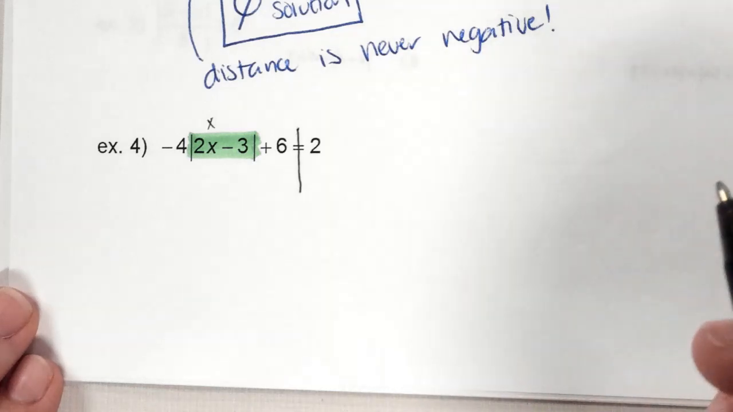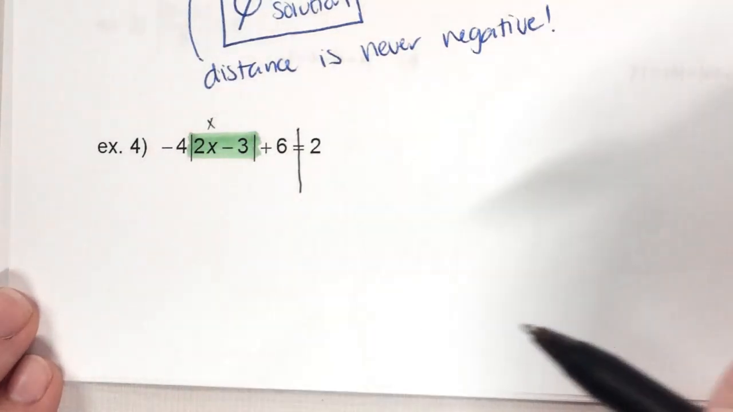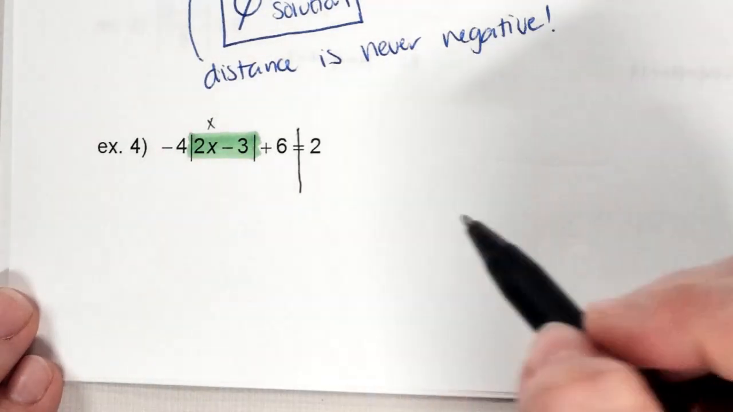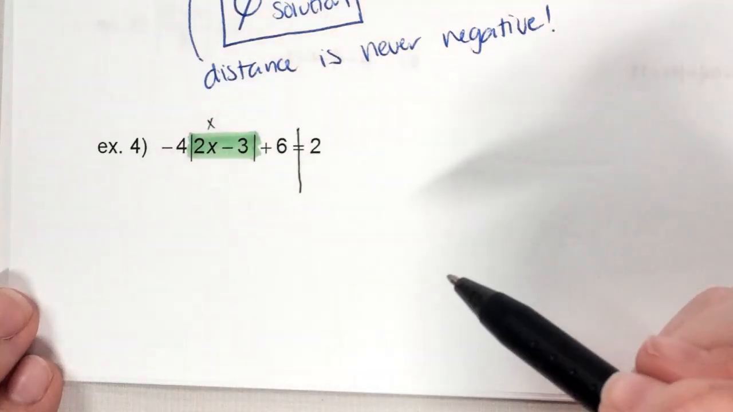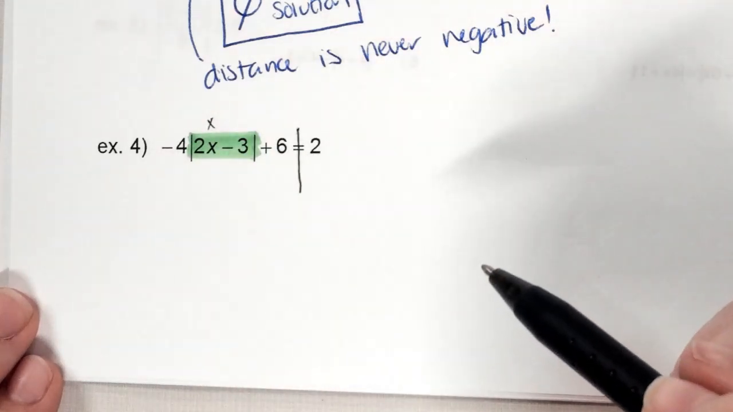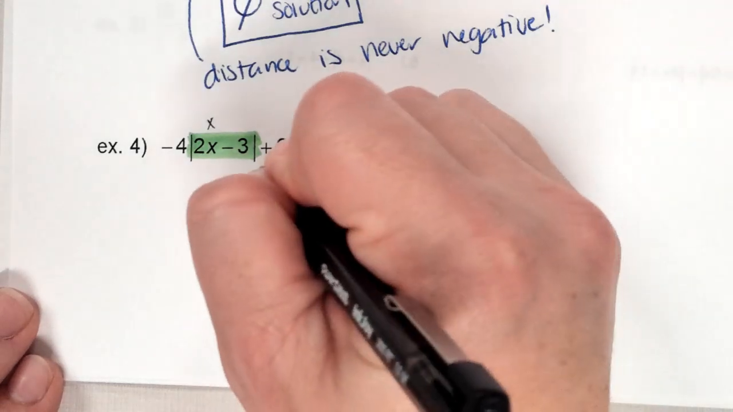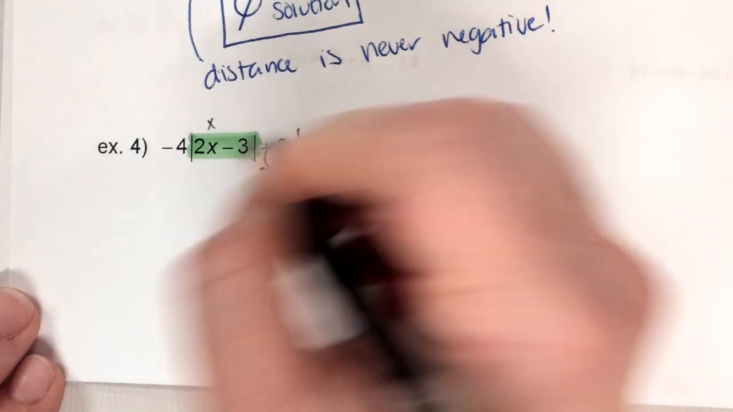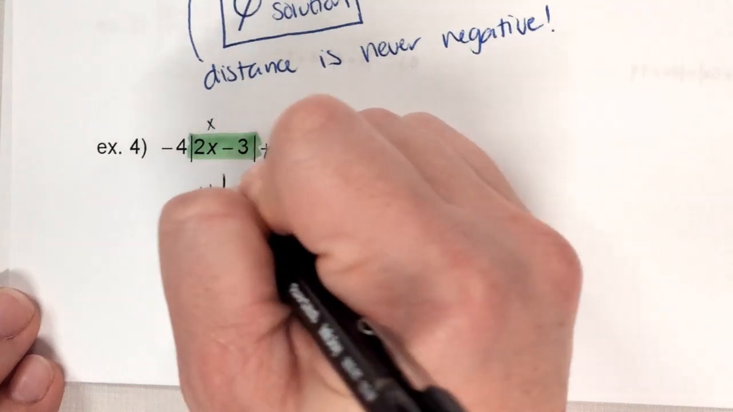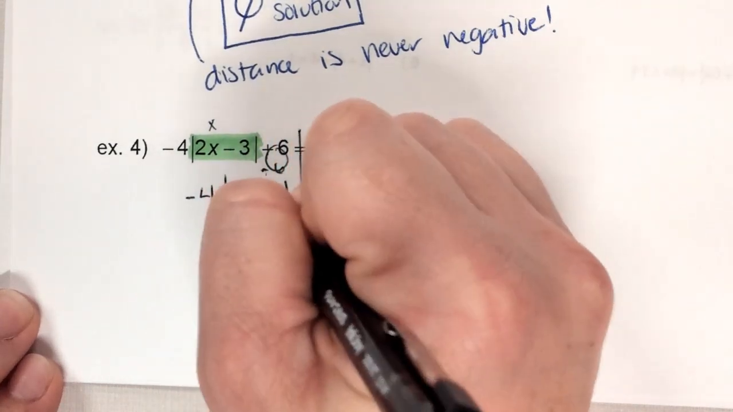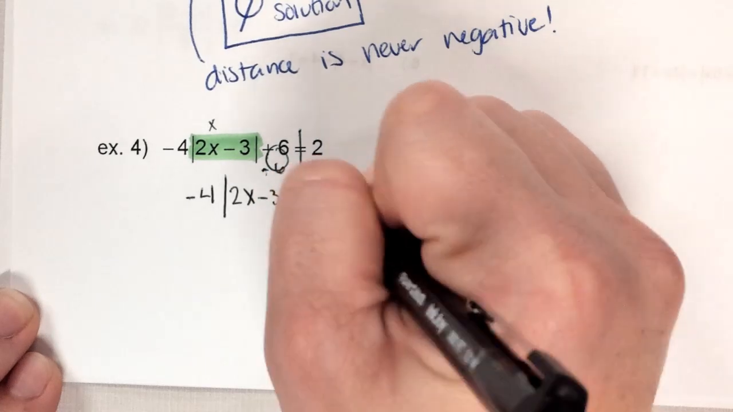We're not going to distribute because I can't put numbers into an absolute value. So what do we get rid of first if this said negative 4x plus 6? Yeah, we get rid of the plus 6. How do I get rid of plus 6? I would subtract 6 from both sides. And I get negative 4 times the absolute value of 2x minus 3 equals negative 4.